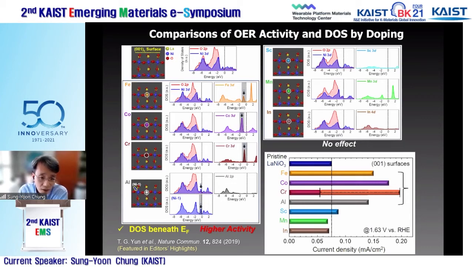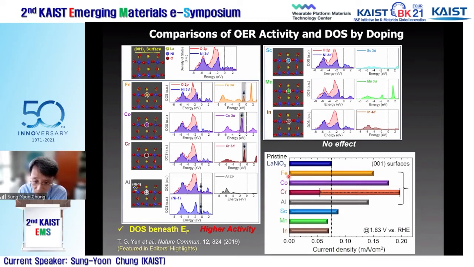As you can see, the iron, cobalt, and chromium have a strong density of states near the Fermi energy level. In contrast, for aluminum, scandium, manganese, and indium, there is no density of states near the Fermi energy level. By doing some direct measurement of the OER activity, we can observe a very consistent result.